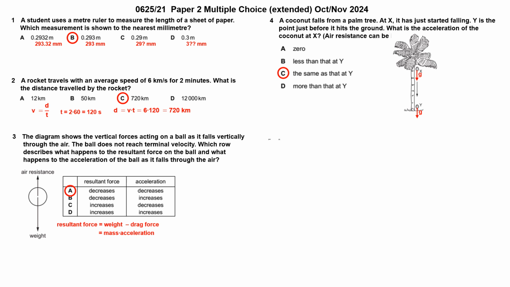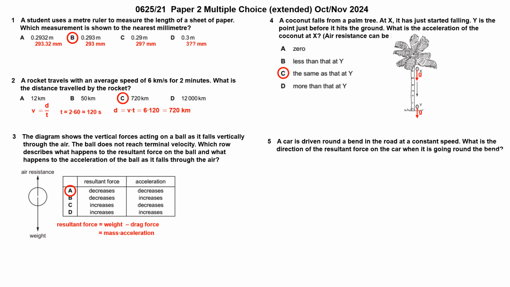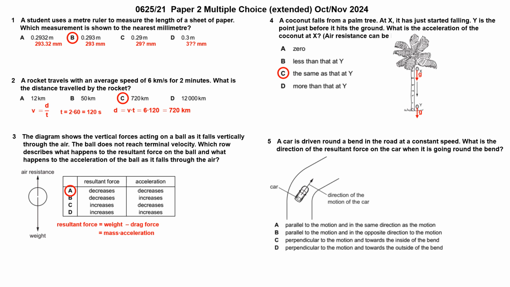Question 5. A car is driven round a bend in the road at a constant speed. What is the direction of the resultant force on the car when it is going round the bend? The resultant force on the car while turning a corner is perpendicular to its motion and directed inward. This centripetal force is necessary to keep the car on its curved path, pulling it toward the center of the curve.